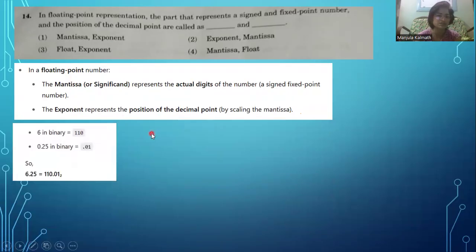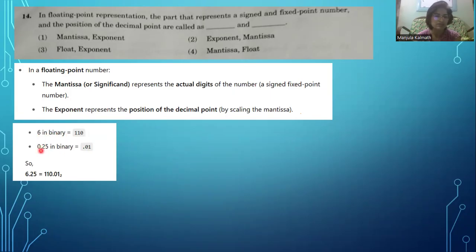Now we'll take one example here, which is the previous question paper example only, so it will be convenient to compare as well as contrast. Here we have 6.25 as an example. This is the floating point number. In this 6.25, 6 in binary is 110. We have to convert this 6 into the binary format, that is 110. And 0.25 in binary is 0.01. Before the fractional point, we divide by 2, and after the fractional point, we multiply with 2.